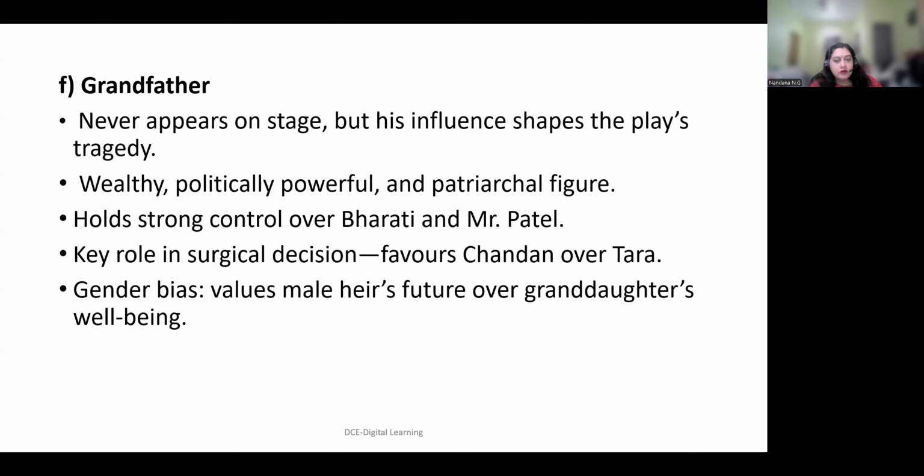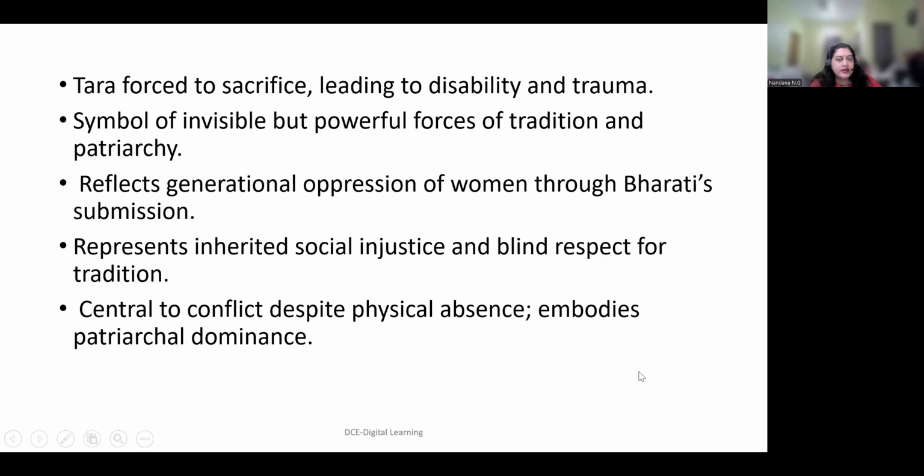He holds strong control over Bharati and Mr. Patel. He has a key role in the surgical decision and he favors Chandan over Tara. Gender bias can be clearly seen in the grandfather as he values the male heir's future over the granddaughter's well-being. Tara is forced to sacrifice, leading to disability and trauma. So, this grandfather is a symbol of invisible but powerful forces of tradition and patriarchy. The grandfather reflects generational oppression of women through Bharati's submission. He represents inherited social injustice and blind respect for tradition.